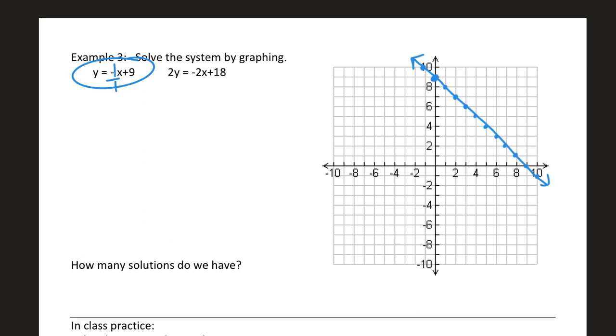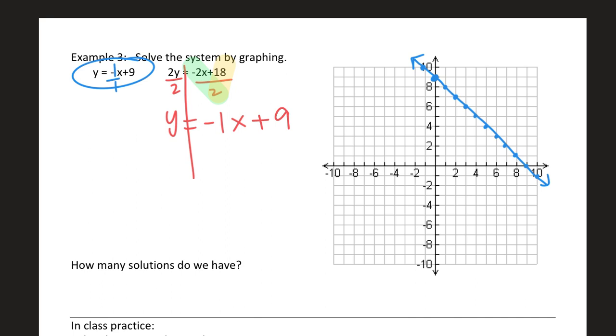All right, going to the second equation. It looks like I need to do some solving for y. So I need to get rid of that 2 that's by the y. To do that, I'm going to divide both sides by 2. So I'm going to do some division. I'm going to do -2 divided by 2, which is a -1. Don't forget the x. And then I'm also going to do 18 divided by 2, which would be +9. Let's take that to our graph.